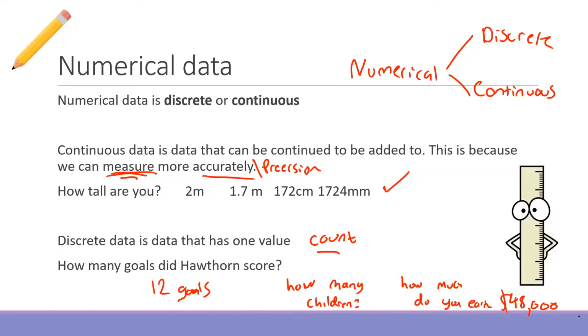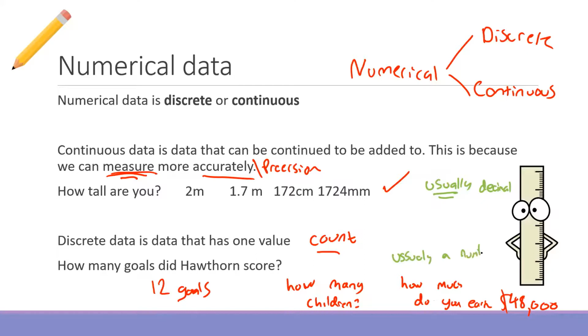Another way that people kind of cheat, and this is not a good method to memorize this, by the way, is this. But it's not a good method, so why am I showing you? Because why not? Because continuous data is usually a decimal, whereas discrete data is usually just a number.